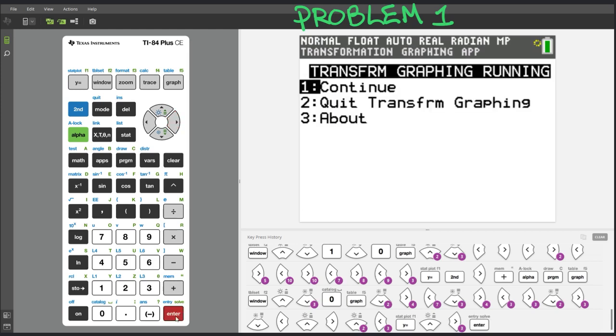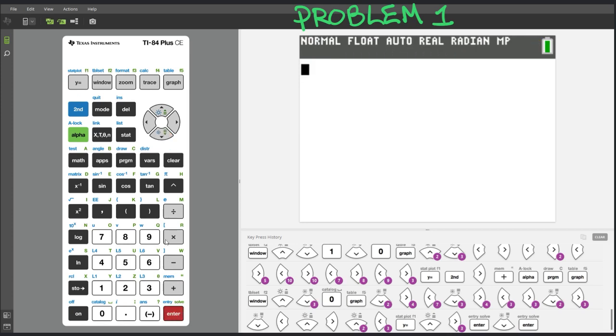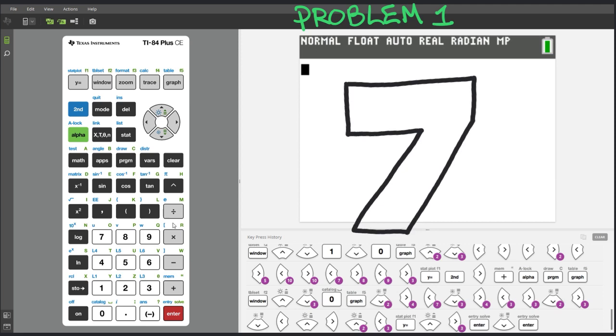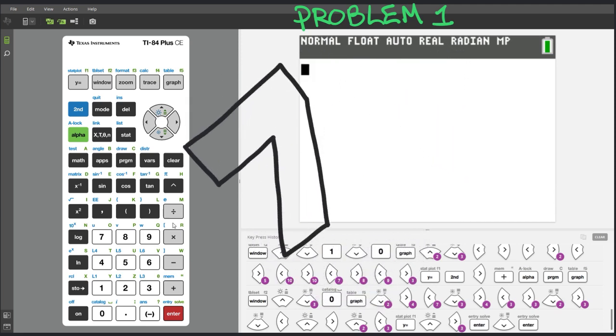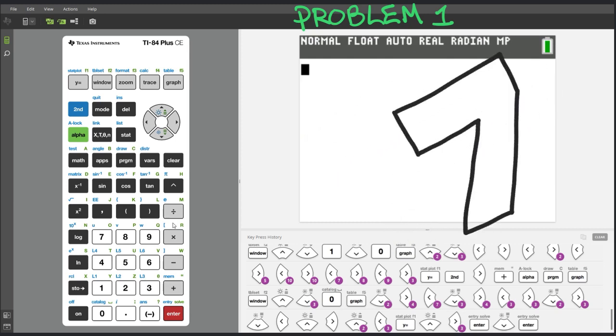And then press enter. Quit that bad boy, and we're back to a main screen. Great. Okay, so number 7, the next thing is describing 1/4 times (x minus 0) squared minus 3.